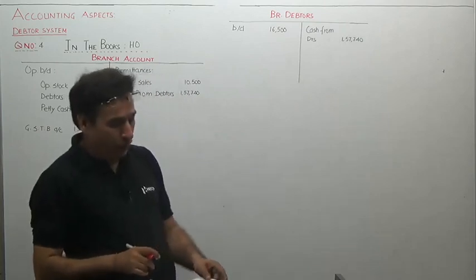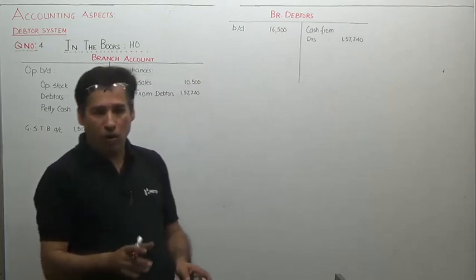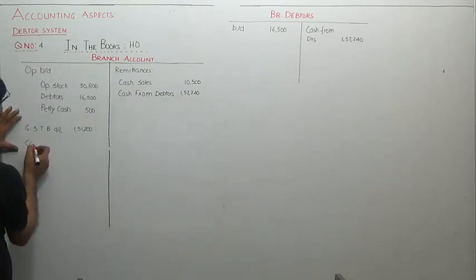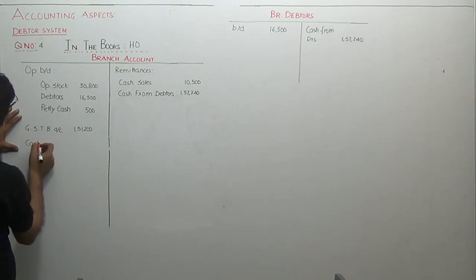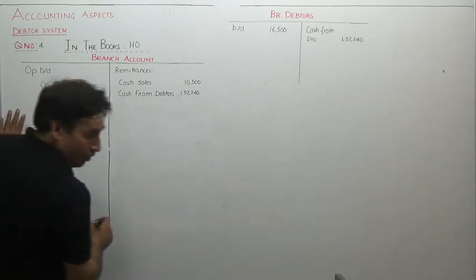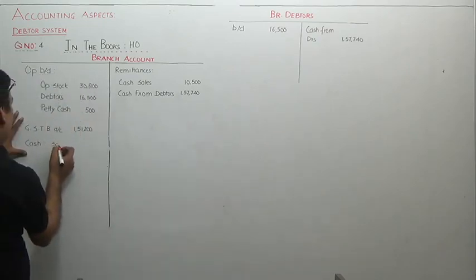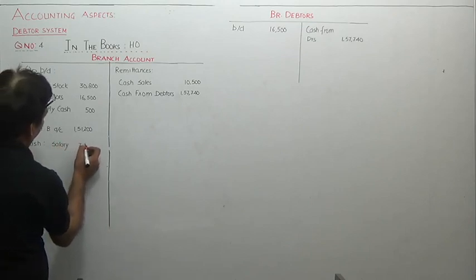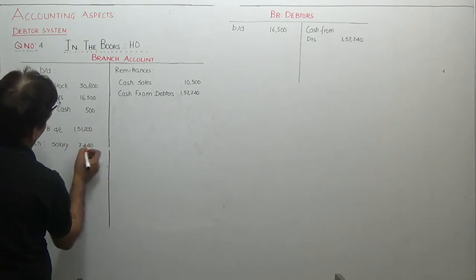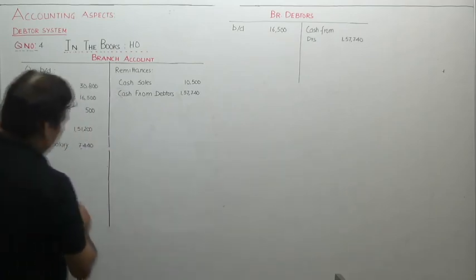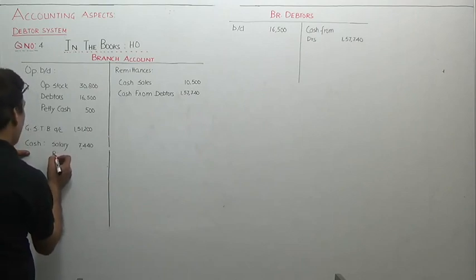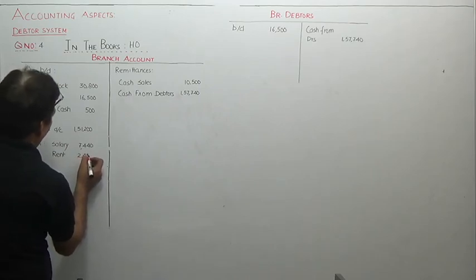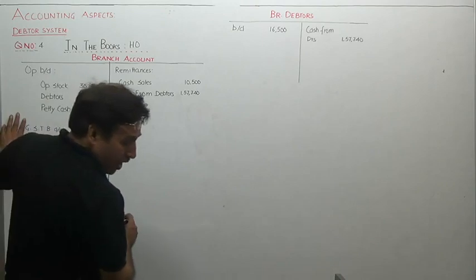After posting it at proper places, now the next one is amount sent to branch. Now look very carefully. This time head office is sending cash, and it is clearly given that cash is being sent to meet one salary, that is 7440. Second one is rent, 2,400.